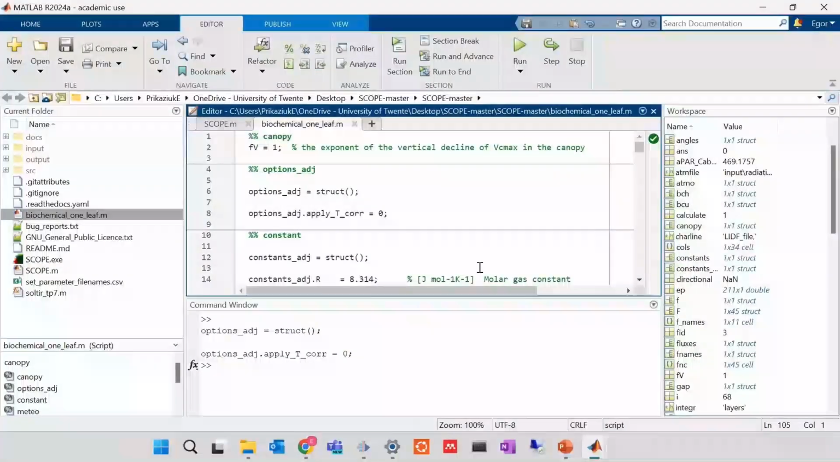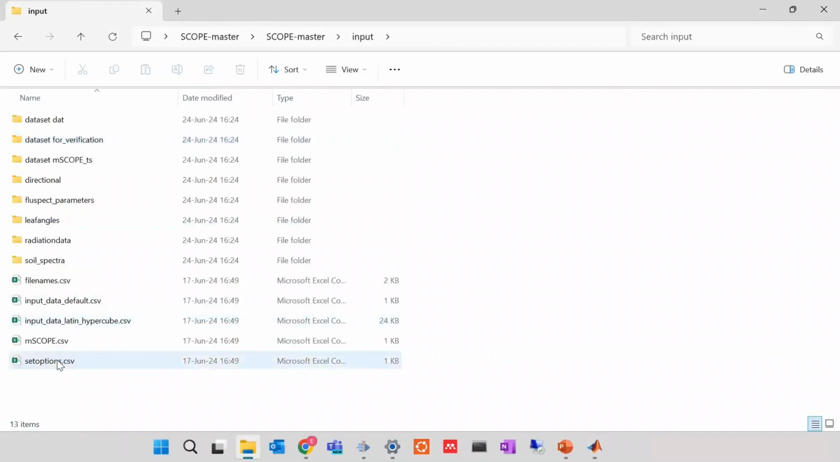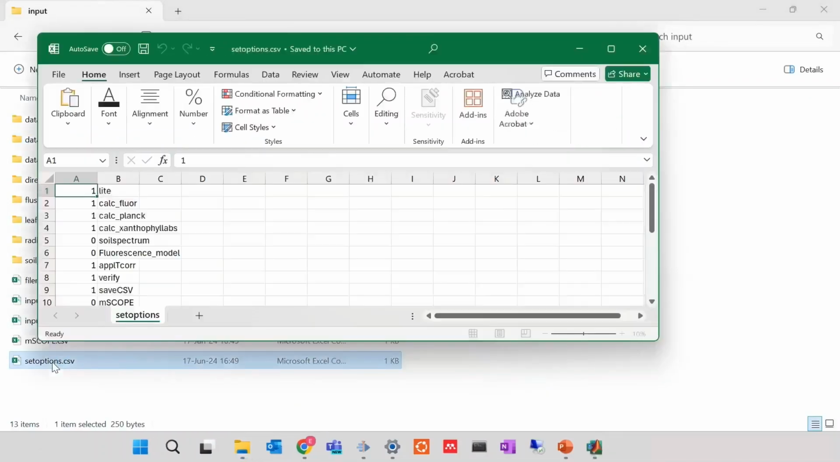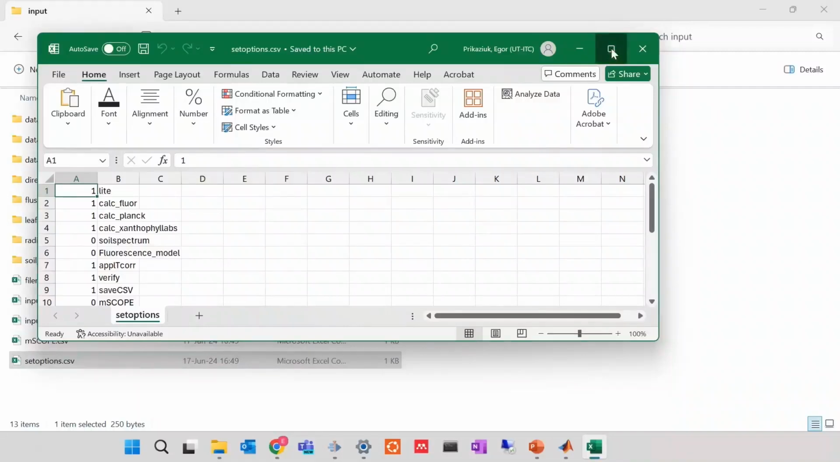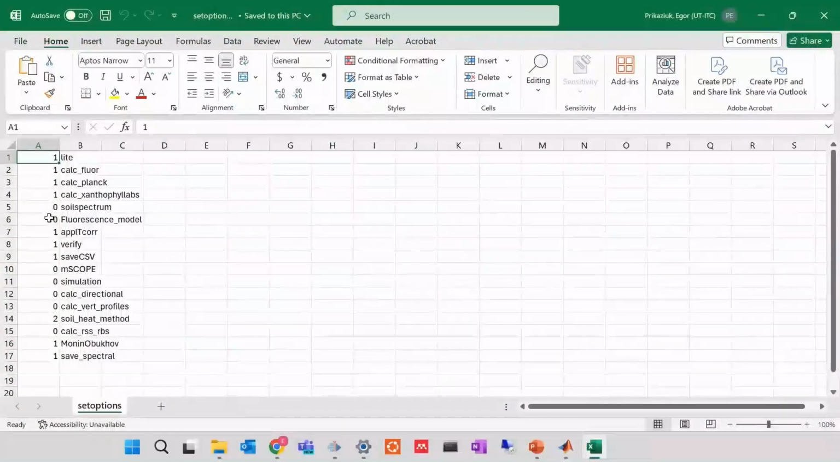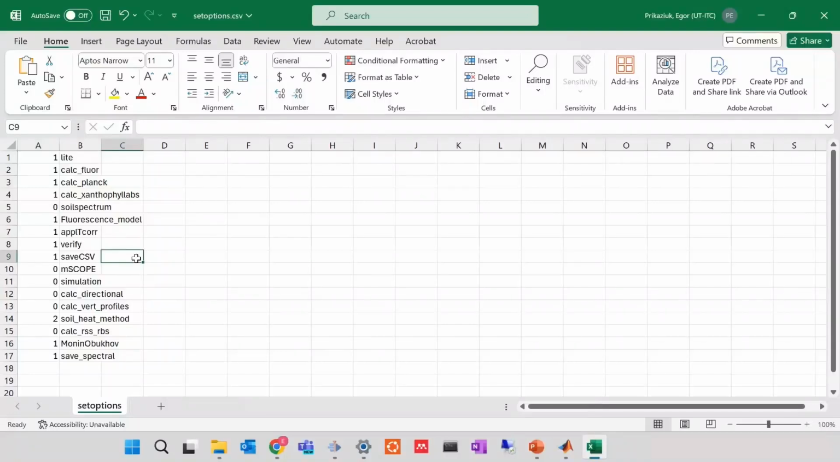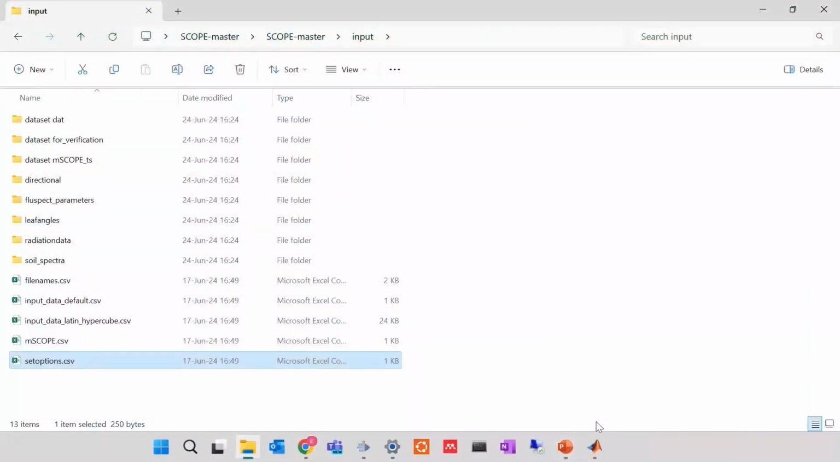If you want to change the option for the full model, so for the canopy as well, then you have to go to Scope Master and then input in the Set Options file. This is where you can change the fluorescence model from the default one, which is Van der Tol, line 6 equals 0, to Magnani, which is fluorescence model equals 1. Don't forget to save if you made changes, and then run and see the differences.